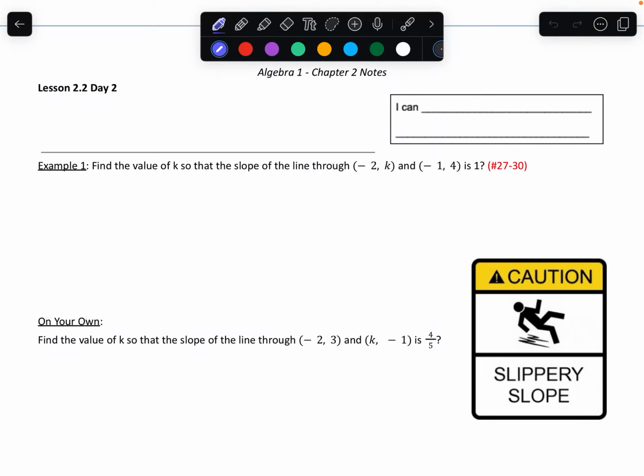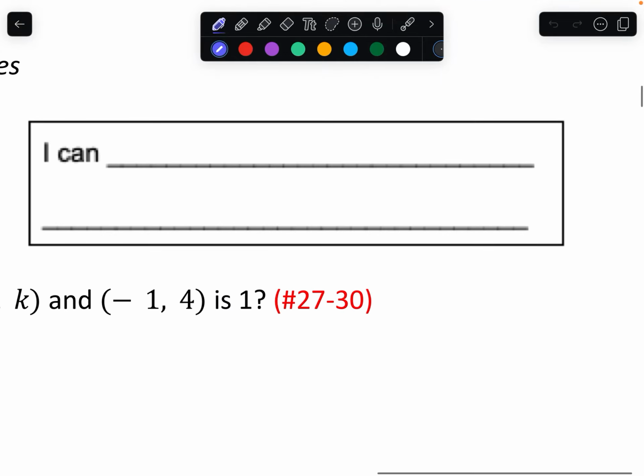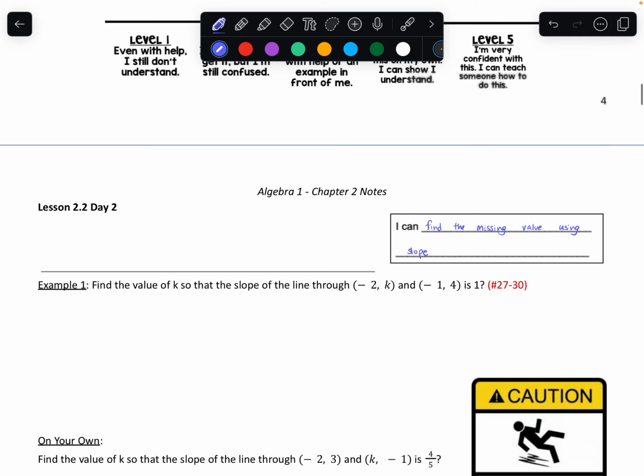So in today's lesson, we are going to continue with slope, but we are going to talk about how to find the value of k. So I can find the missing value using slope. That is the objective for today. So it should be a pretty short, easy lesson today, so you'll have plenty of time to get your work done as well. So let's jump right in.